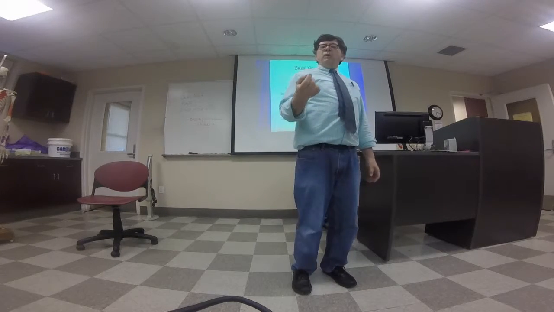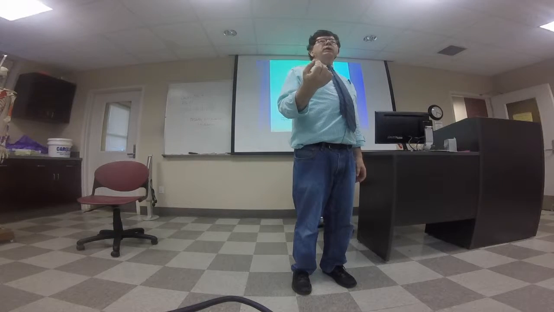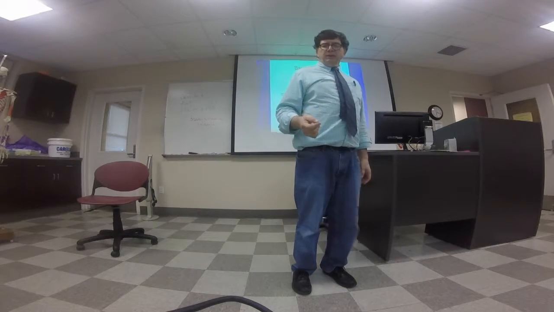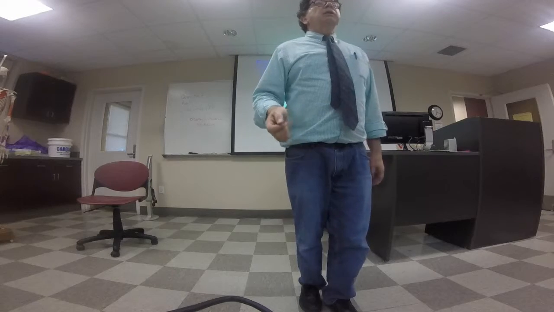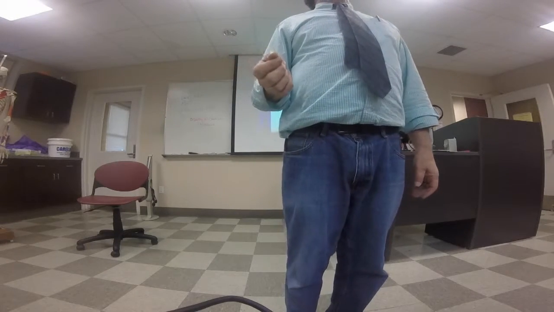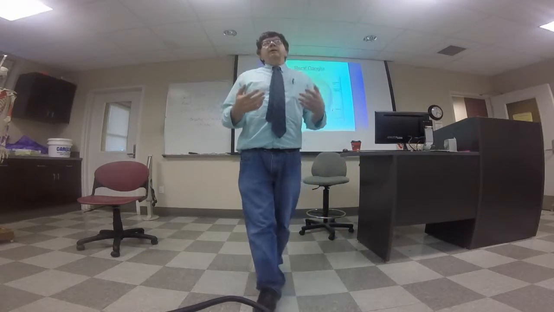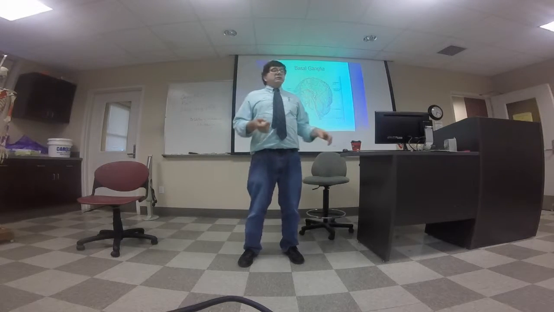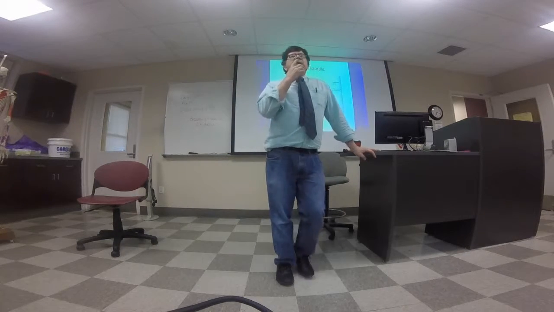Some people call it a pill rolling tremor because it looks like they're rolling a pill between the thumb and index finger like this. One way to test early Parkinson's is to test for postural instability.